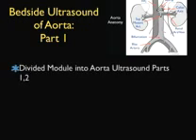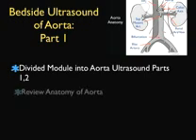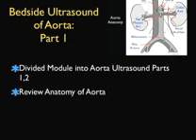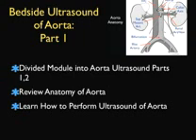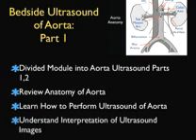So I've divided this module up into aorta ultrasound parts 1 and 2, as there's a lot of material to cover within the realm of aortic ultrasonography. In this module, entitled Part 1, we're going to start with a review of the anatomy of the aorta. We'll then move on to learning how to perform the ultrasound examination of the abdominal aorta, and we'll learn the branches of the aorta that come off that we can see on bedside sonography. We'll then learn to understand the interpretation of the ultrasound images that we're obtaining using bedside sonography.